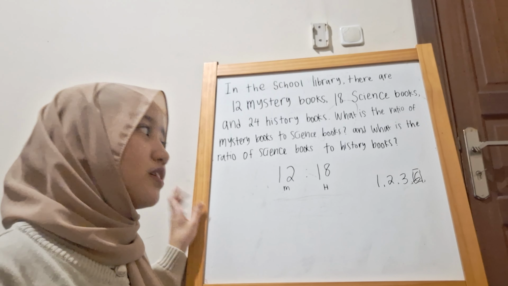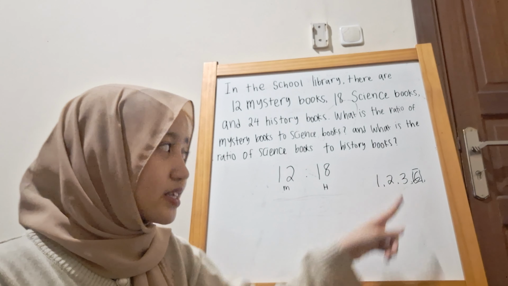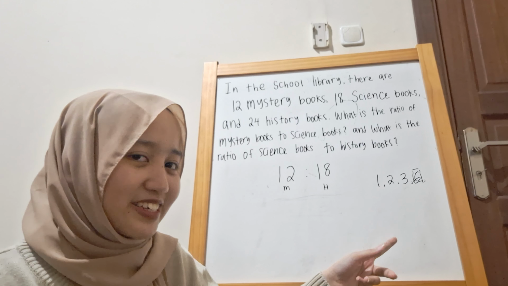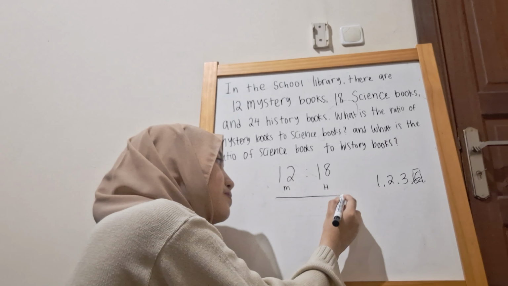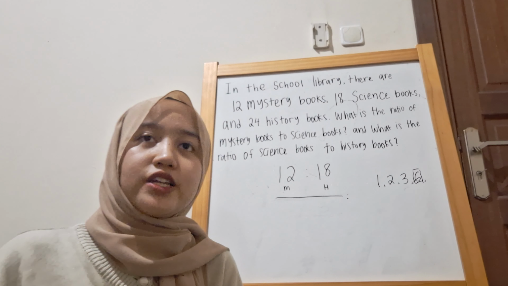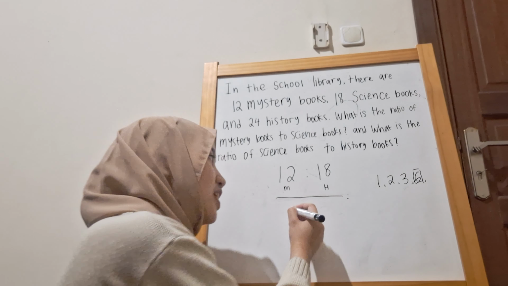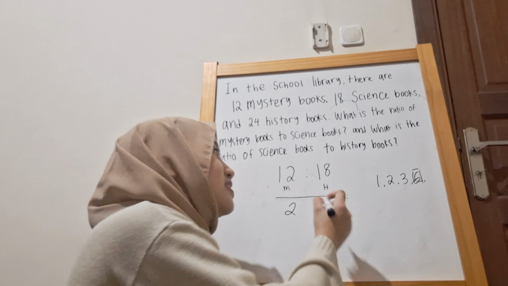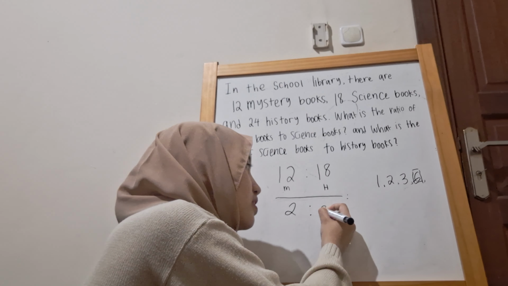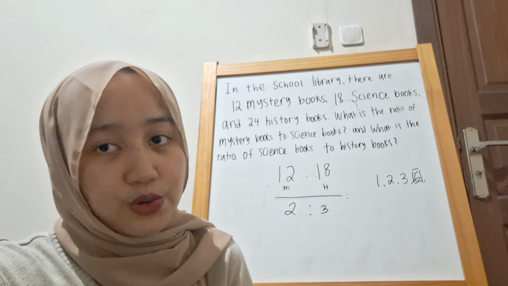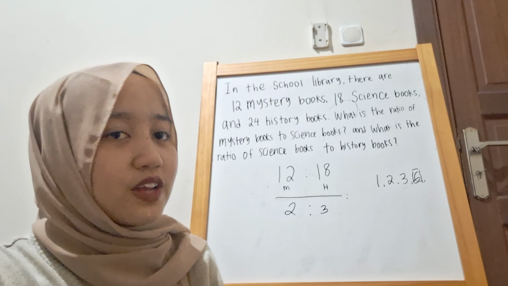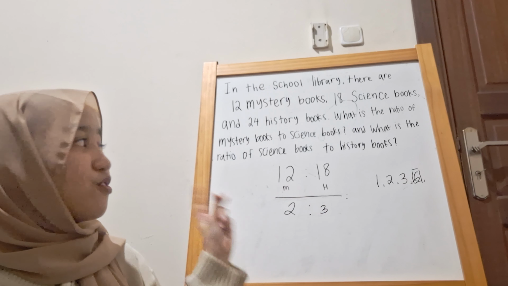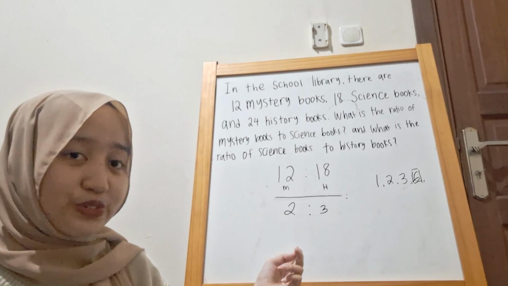Now that we have the greatest common factor, which is 6, we can divide 12 to 18 by 6. Okay, what's 12 divided by 6? Yes, you're right, it's 2. And what's 18 divided by 6? Yes, it is 3. So the simplest ratio for 12 to 18 is 2 to 3, or the ratio of mystery books to science books is 2 to 3.